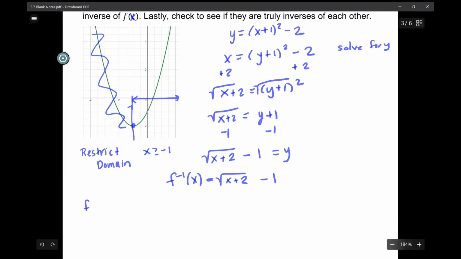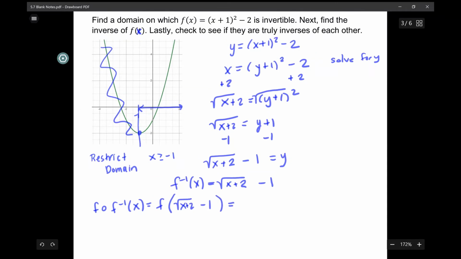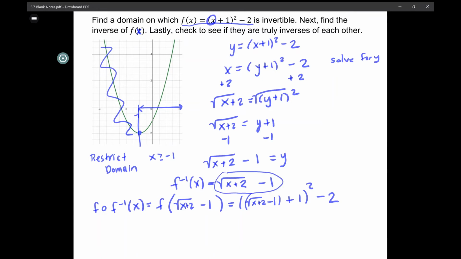So we're going to compute f of f inverse of x. So that would be f of square root of x plus 2 minus 1. Now in our original function f, let's zoom out just a little bit so we can see it. Everywhere we see an x, we're going to write that square root of x plus 2 minus 1. So left parenthesis, square root of x plus 2 minus 1, I'll even put that in another set of parentheses, plus 1 squared minus 2. So I just plugged into my function up here, and then for x, I put in this whole business of the f inverse.